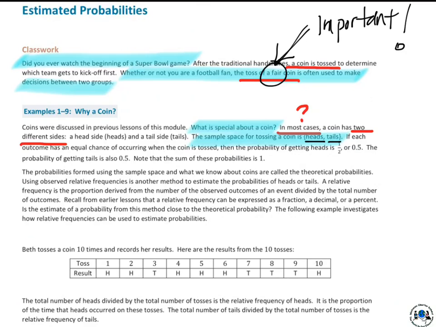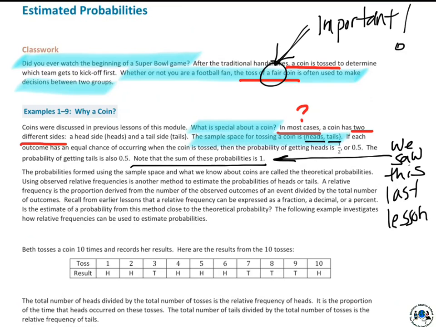That's what we call it. The sample space for tossing a coin is, of course, heads, tails, displayed in parentheses, as you see there. If each outcome has an equal chance of occurring when a coin is tossed, the probability of getting a heads is 1 over 2, or 0.5 or 50%. I'm not sure why they keep ignoring the percent here, but the probability of getting tails is also the same. And again, as we saw last lesson, the sum of those probabilities will equal 1, which is 100% of all the possible outcomes.